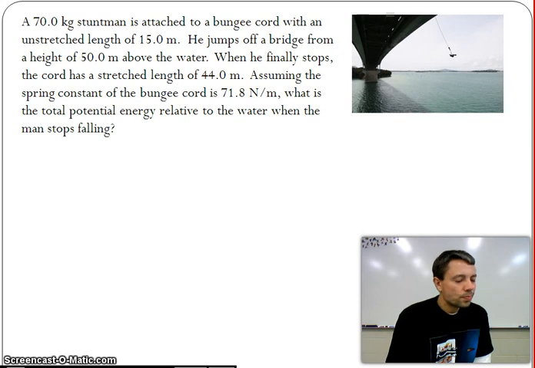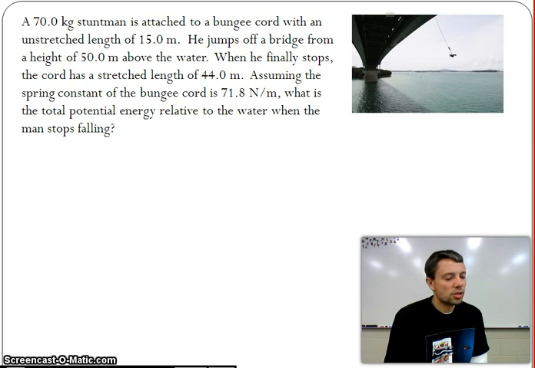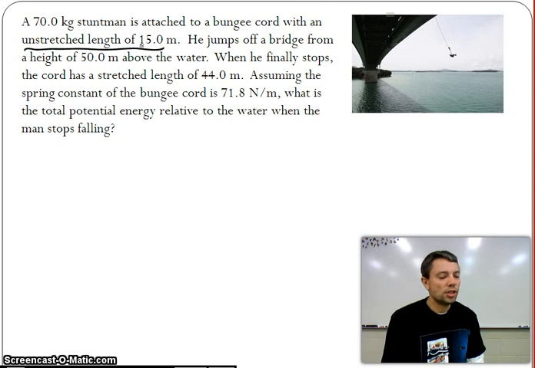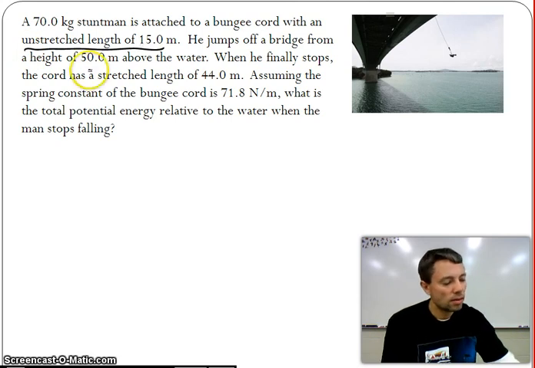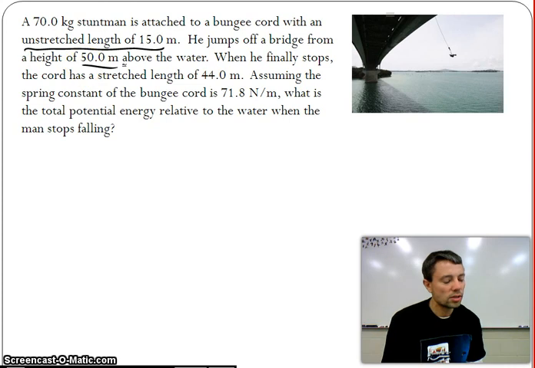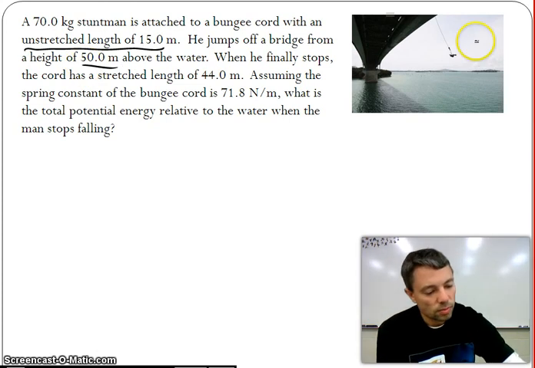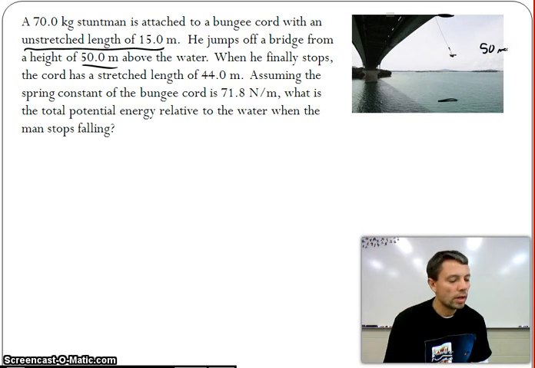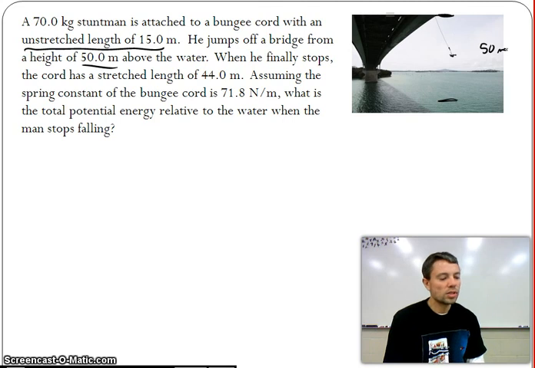So anyways, I have my stunt man, and he's attached to a bungee cord, and the unstretched length is 15 meters. Jumps off the bridge. The height from the bridge to the water is 50 meters. Okay, so from my picture here, here's my person. From here down to the water, that's 50 meters. All right. When he finally stops, the cord is at a length of 44 meters.